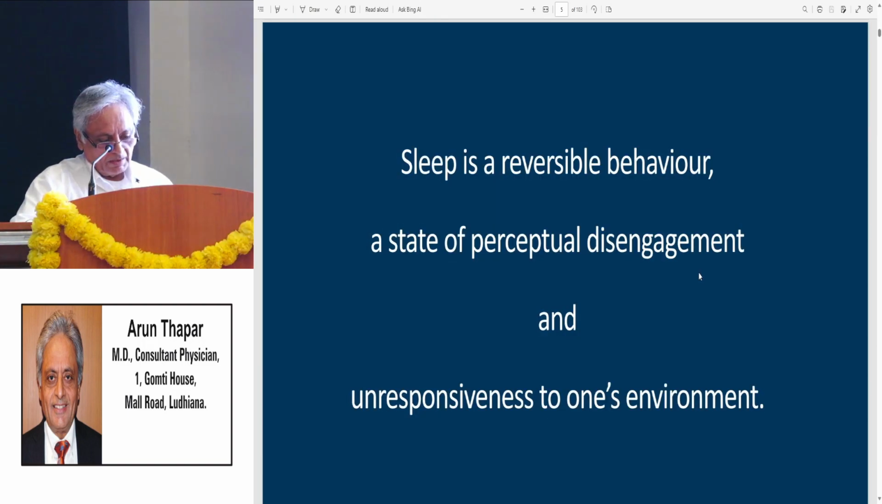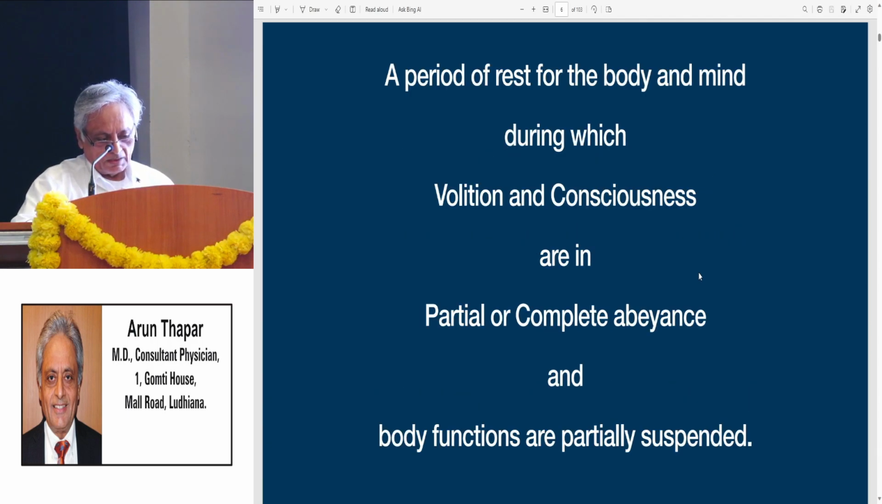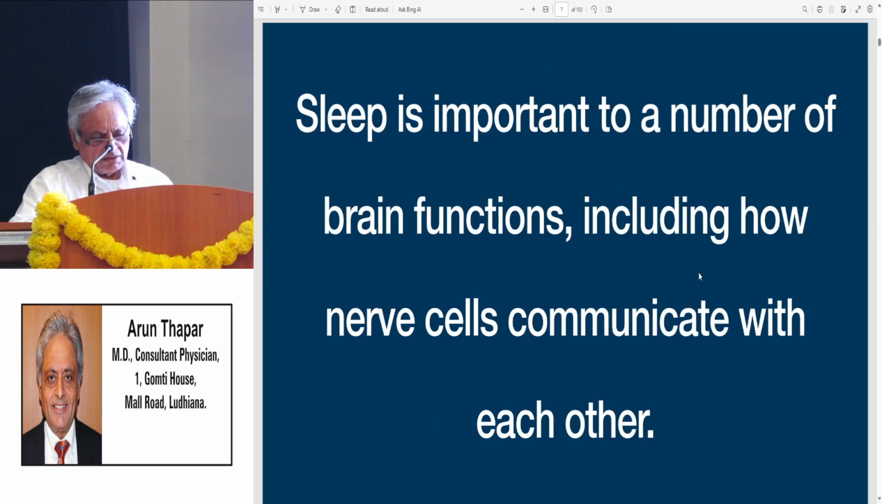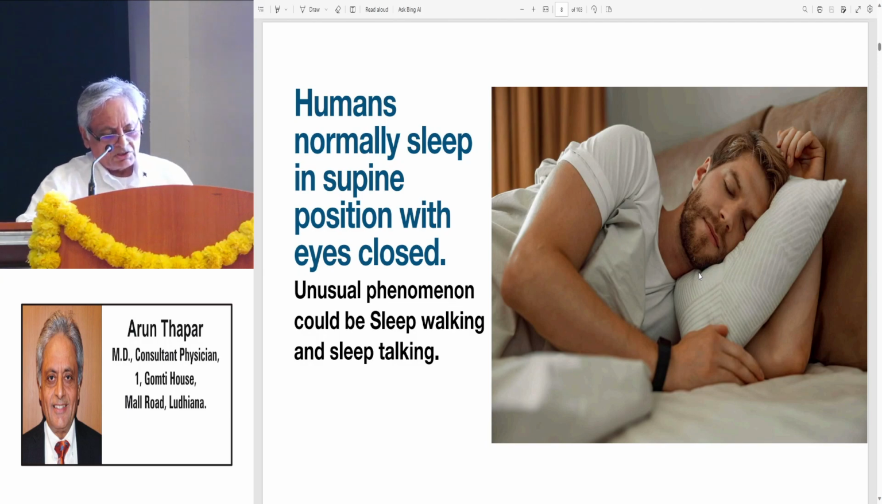What's the definition? Sleep is a reversible behavior, a state of perceptual disengagement and unresponsiveness to one's environment. We can also define sleep as a period of rest for the body and the mind, during which volition and consciousness are in partial or complete abeyance and body functions are partially suspended. Sleep is important to a number of brain functions, including how nerve cells communicate with each other. Humans normally sleep in a supine position with eyes closed, and unusual phenomena are observed clinically, which could be sleepwalking, which I will be touching later, and sleep talking.